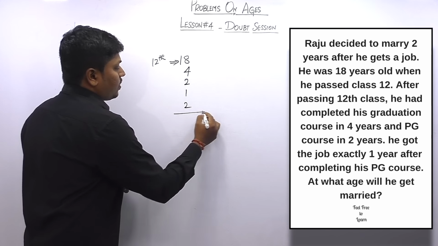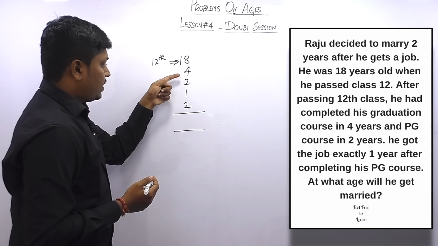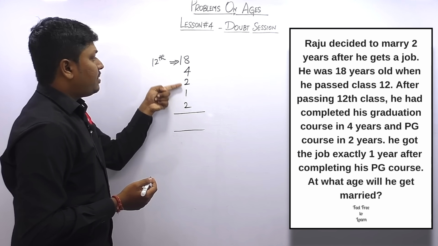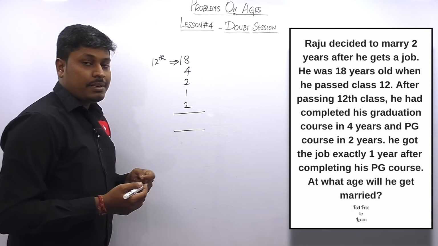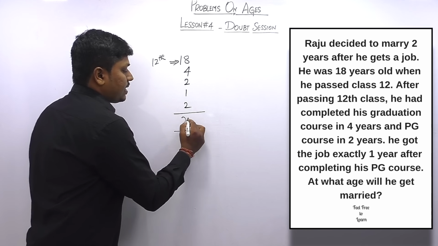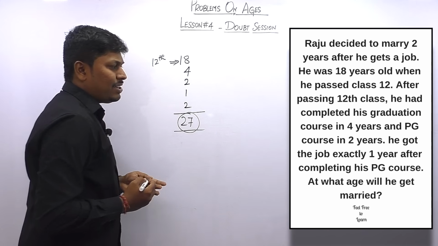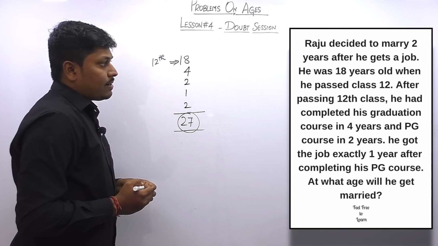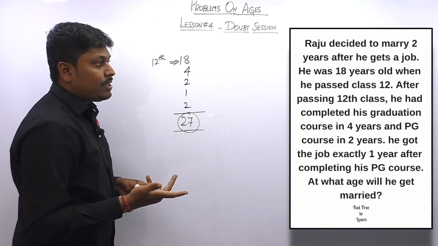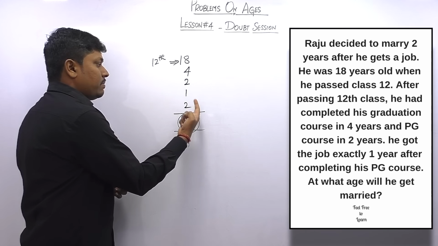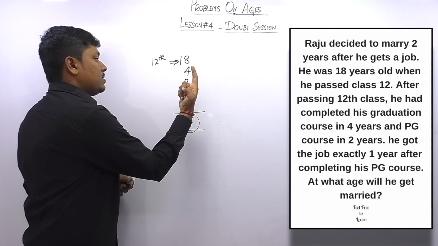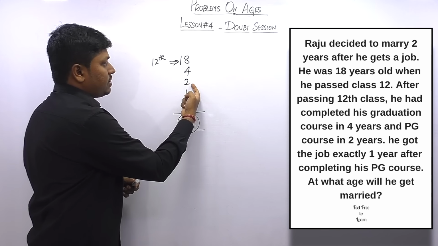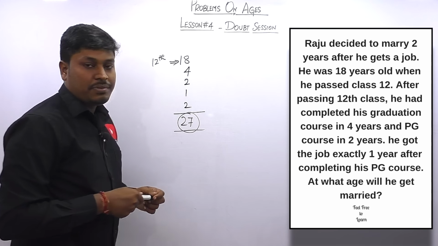So I think if you add all the values, you will get the answer, right? Because 2 plus 2, 4 plus 1 will be 5, 5 plus 4 will be 9, 18 plus 9 will be 27. So we can say at the age of 27, he got married. Yeah, correct, right? So Raju decided to marry 2 years after he gets a job. He got a job after 1 year, so this will be the graduation course, PG course, and plus 2. Yeah, the answer is 27 years.